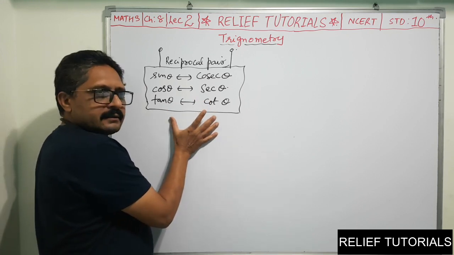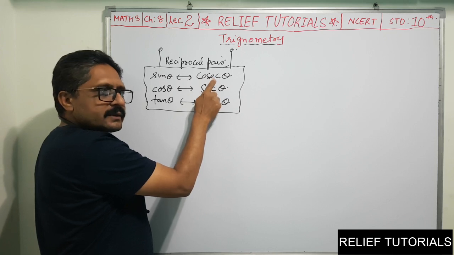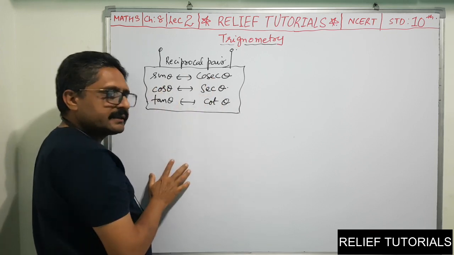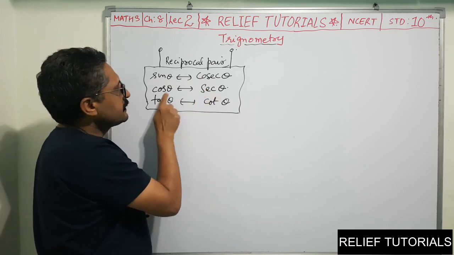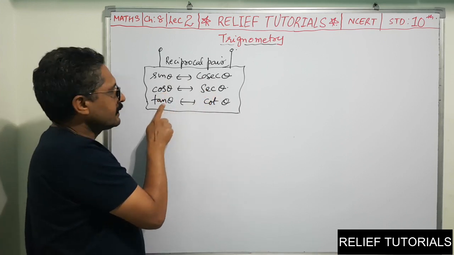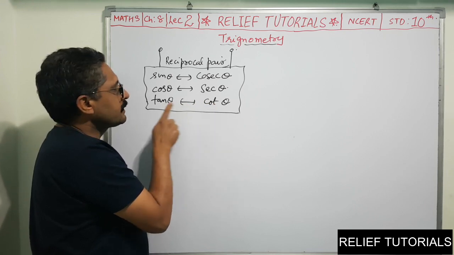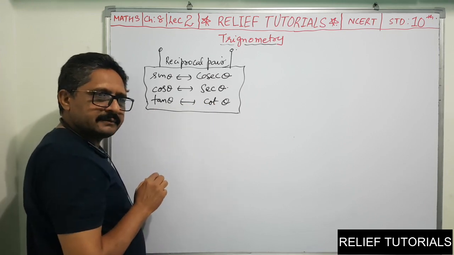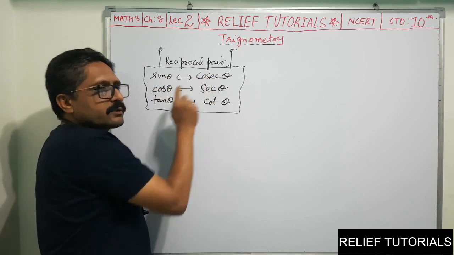Just look at this table. Sine theta is equal to 1 upon cosec theta. Cosec theta is equal to 1 upon sine theta. Cos theta is equal to 1 upon sec theta. Sec theta is equal to 1 upon cos theta. Tan theta is equal to 1 upon cot theta. Cot theta is equal to 1 upon tan theta. Then sin theta, its reciprocal is cosec theta.